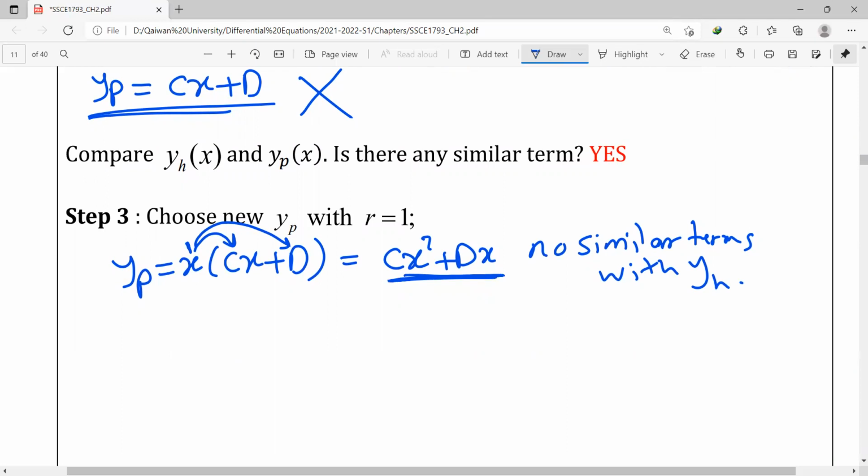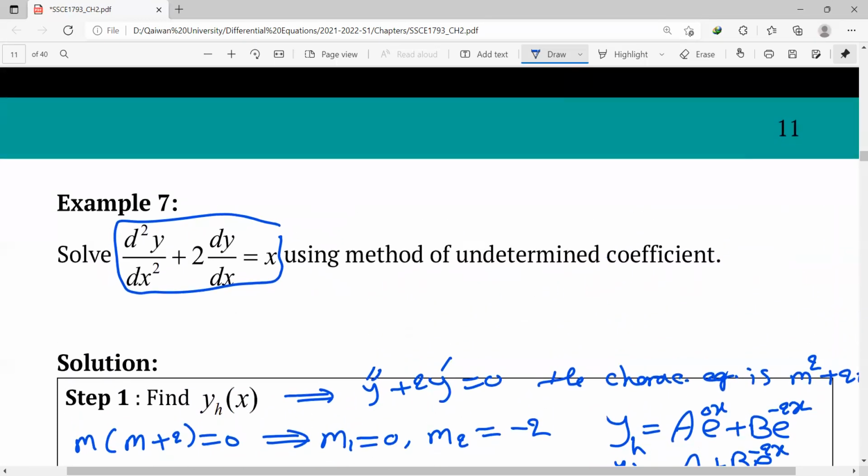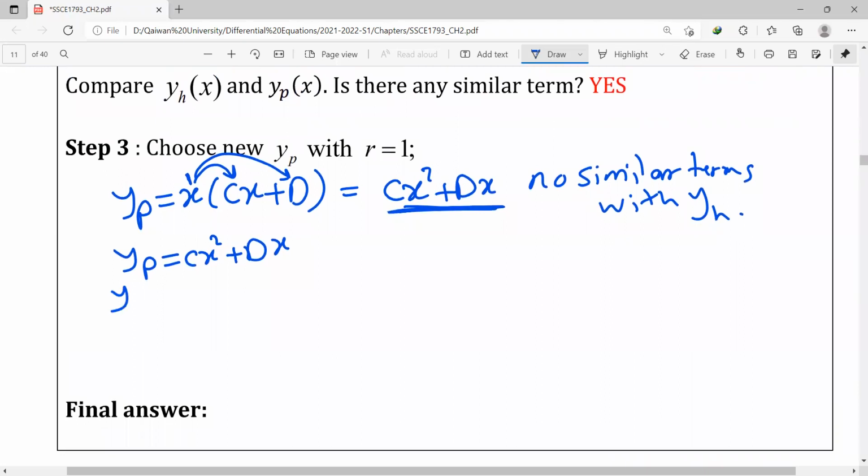And then what we do, we are going to find yp equals cx squared plus dx. How many derivatives do you have in the equation? We have d squared y by dx squared, which means second derivative, and also first derivative. So you must find them both for yp. We say yp prime equals 2cx plus d. And then yp double prime equals 2c.